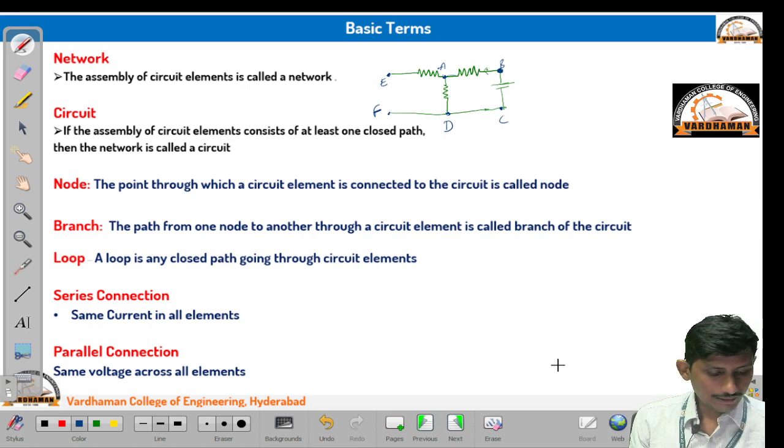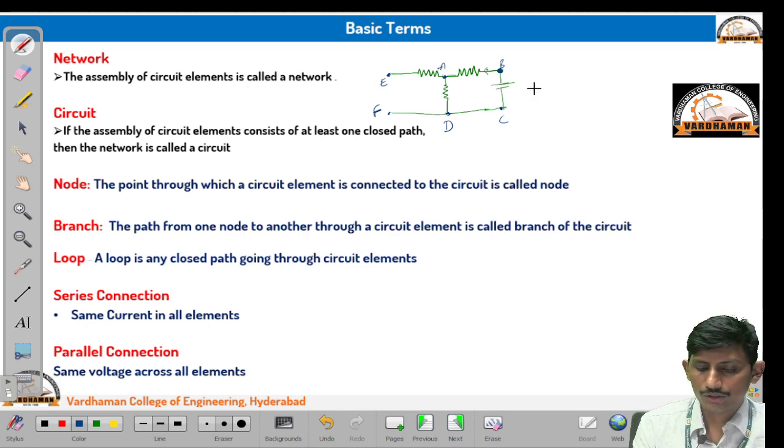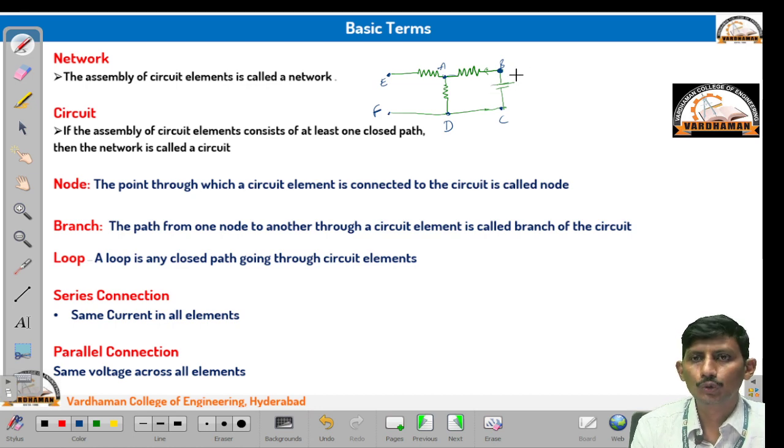Right. The next one is loop. Loop is any closed path going through circuit elements. Just like I mentioned about circuit, which requires at least one closed path, one circuit can have multiple closed paths. That means one circuit can also have multiple loops. Any closed path in a circuit is called a loop.